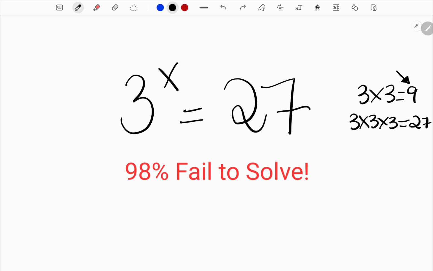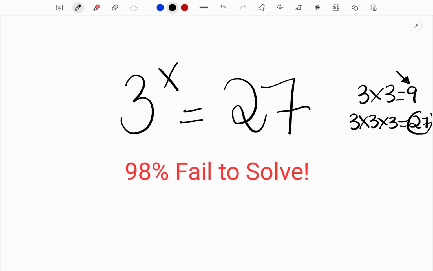So far, we have identified that 3 raised to the power of 1 is 3, 3 raised to the power of 2 is 9, and 3 raised to the power of 3 is 27. This suggests that the power we are looking for, the one that makes 3 raised to the power of x equal to 27, is 3.